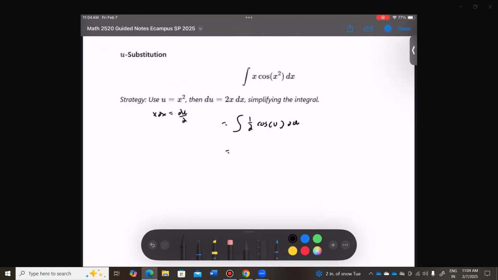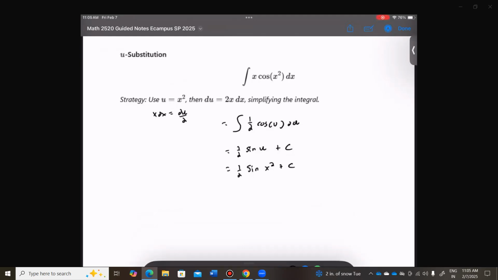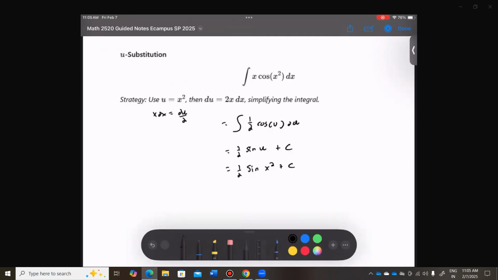The derivative of sine is cosine, so the antiderivative of cosine is sine. So we'll have 1/2 sine of u plus c, and then u is x squared, so it'll be 1/2 sine of x squared plus c. And if you reverse it, if you take the derivative of this, you'll get cosine of x squared, and then you'll get 2x out in front, and those 2's will cancel, and you get x cosine of x squared. So you get what you're supposed to.